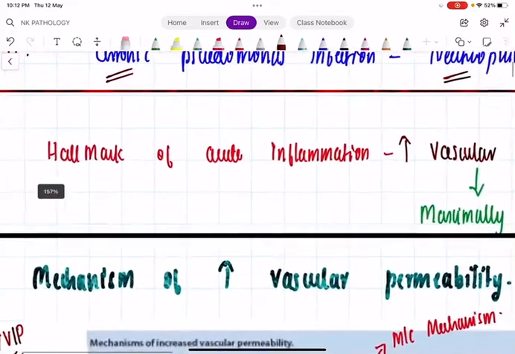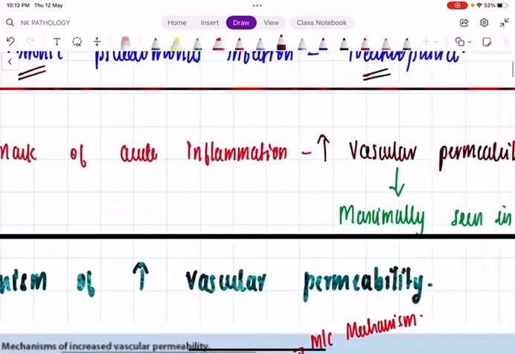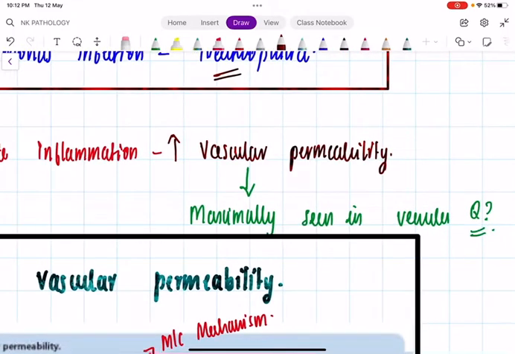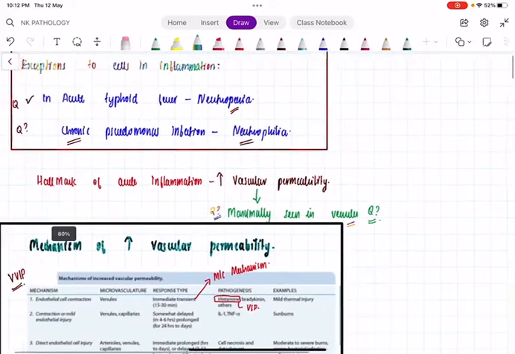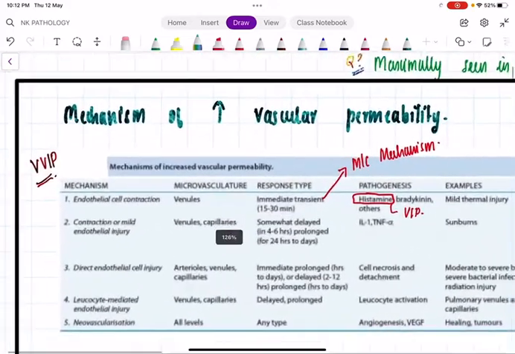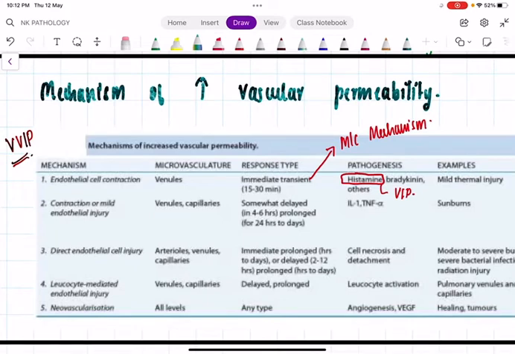Then, what is the hallmark of acute inflammation? The hallmark of acute inflammation is increased vascular permeability. Remember, this increased vascular permeability is maximally seen over venules. It is a potential MCQ question. Okay, now let us see the various mechanisms of increased vascular permeability. Number one, we have endothelial cell contraction. Then we have mild endothelial injury, direct endothelial injury, leukocyte mediated endothelial injury and neovascularization.